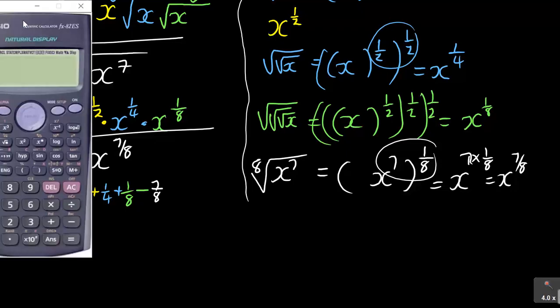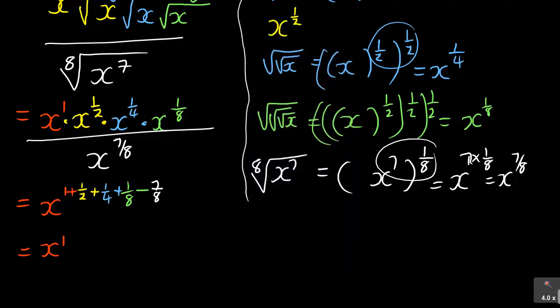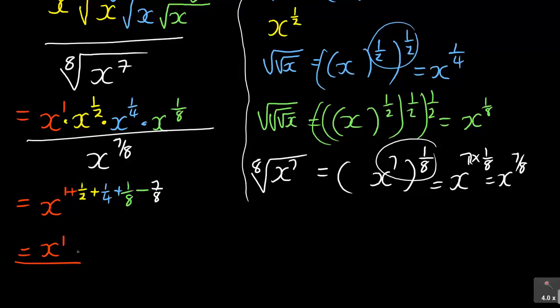You can simplify that with the calculator: 1 plus 1 over 2, plus 1 over 4, plus 1 over 8, minus 7 over 8. Alright, so the answer there becomes 1. So it is x to the power of 1. The question is, write the following expression as a power of x. So I must write it as x to the power of 1. So this is that expression.